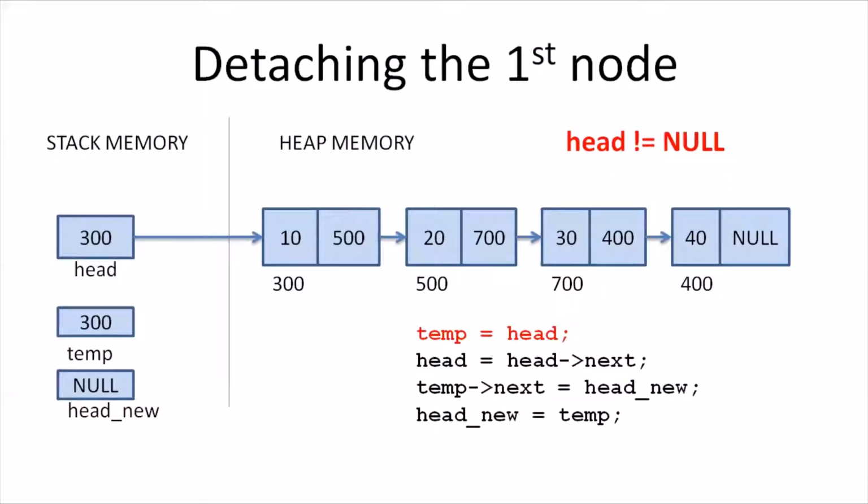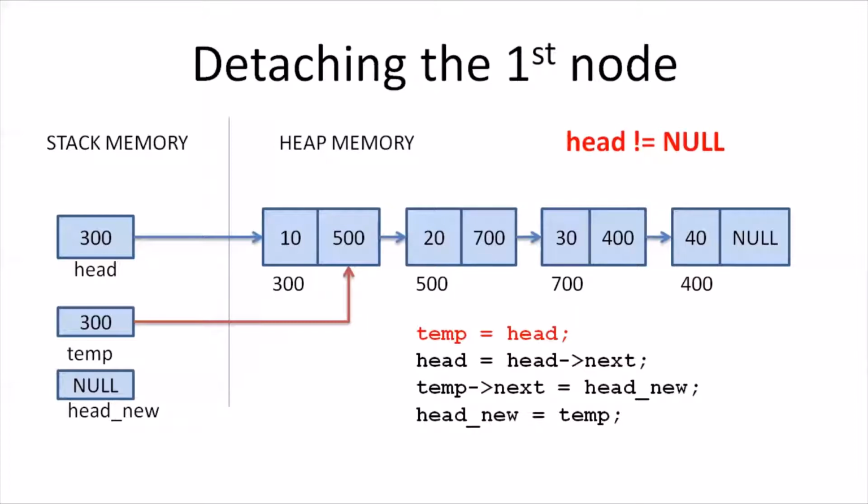Let us consider that we have a single linked list somewhat like this, whose base address is 300 and that is stored in the head pointer or the head variable located in the stack memory. Now since the linked list is not an empty list, we find that head is not equal to null. That means we go into the while loop and we start executing the first of the four statements. The first statement is temp equals head. That means we copy the address stored in the variable head into the variable temp. This indicates that temp also points to the first node of the linked list.